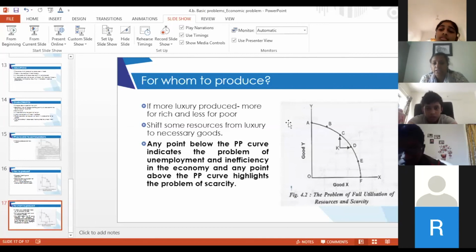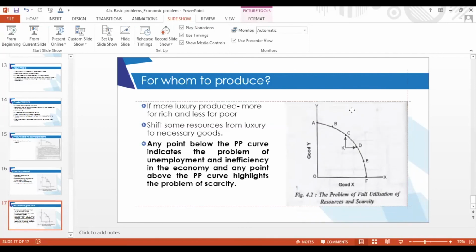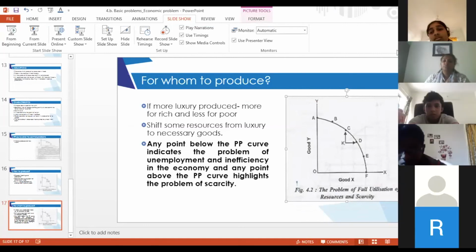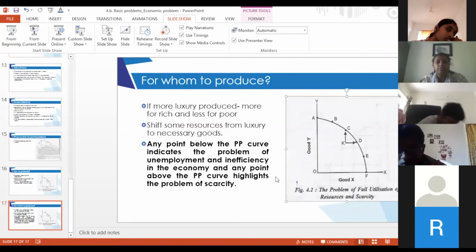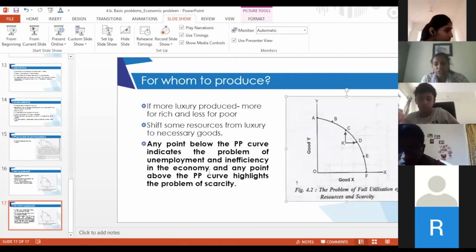That means if you are above the PP curve, outside the curve, you cannot reach this point. Can you reach this point? Why can you not reach this point? Because of the scarcity of materials. Yes, you do not have that much material to reach that point beyond the PP curve. So beyond the PP curve, it tells you the problem of scarcity. Inside the PP curve, it tells you the problem of unemployment and inefficiency. So your production possibility curve is clear to all of you?